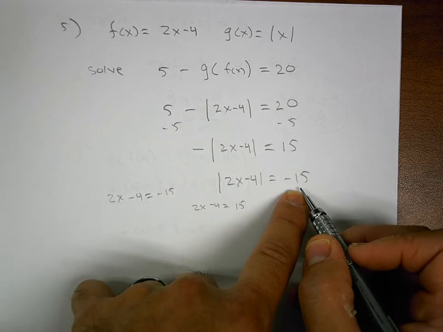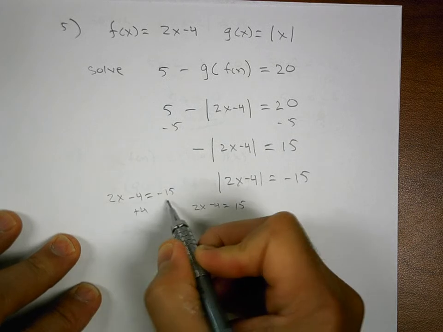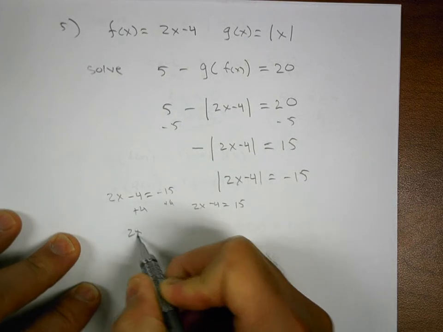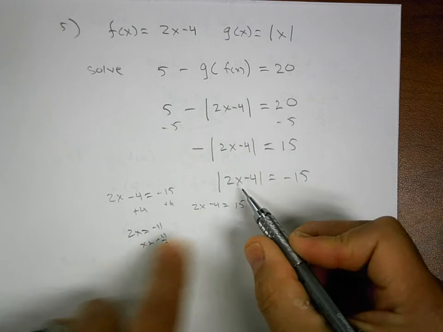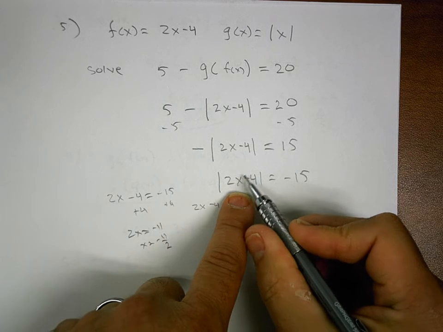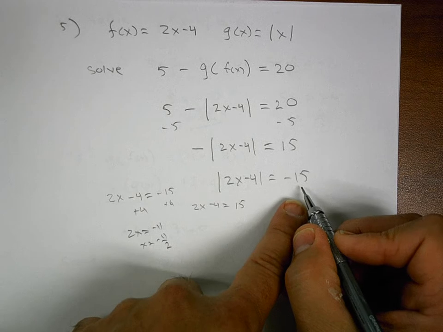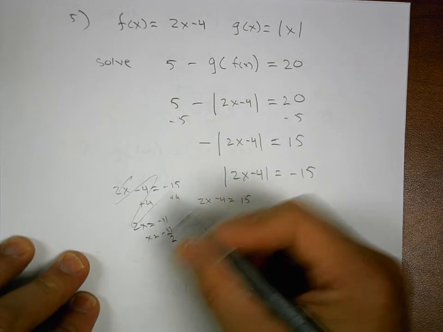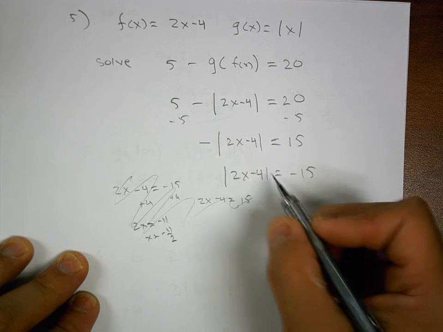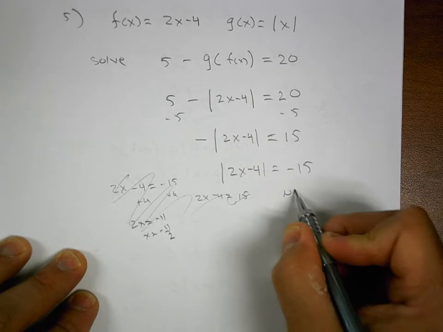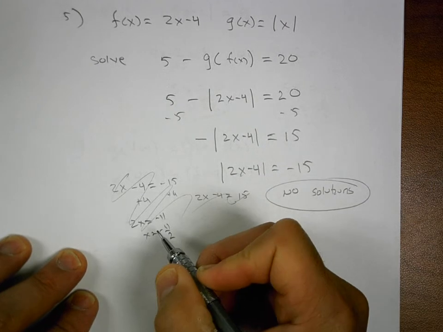Okay, so again, we can get some answers. We can add 4, 2x equals -11, x equals -11 halves. If you plug in -11 halves there, you'll get some answer, but you take the absolute value, I know it's a positive answer, and it'll never equal -15. So don't get in the trap of just saying, hey, this is equal to this, and it equals negative that. Absolute value can never equal negative, so no solutions. No solutions. There you go.